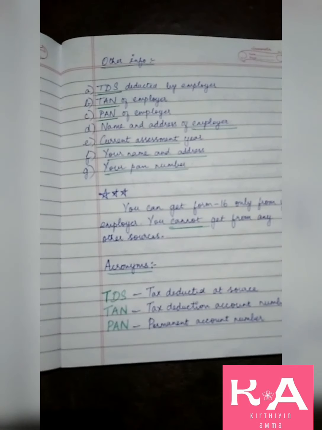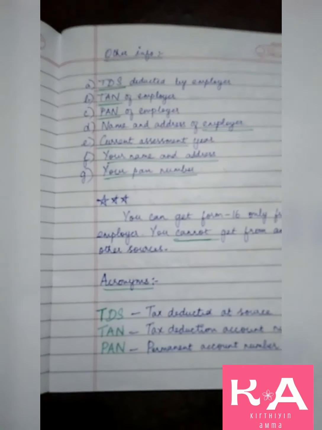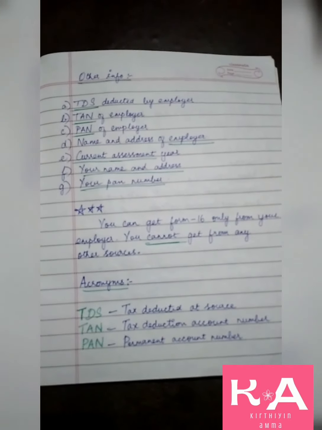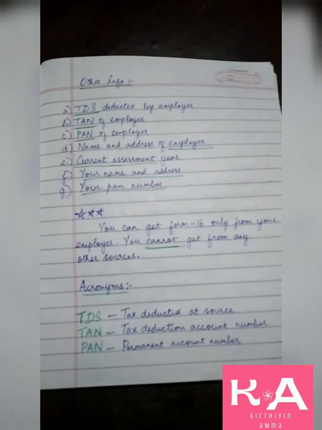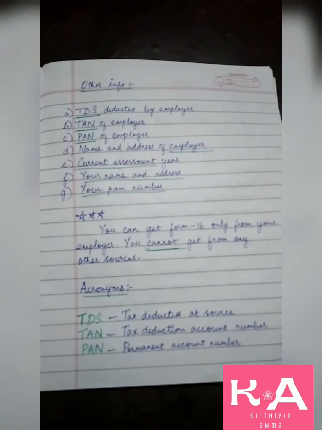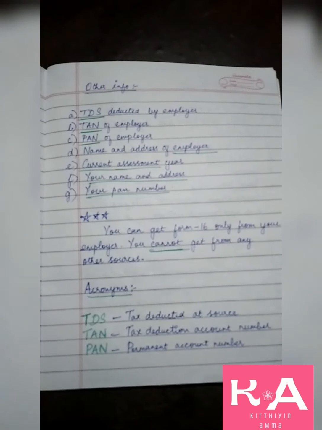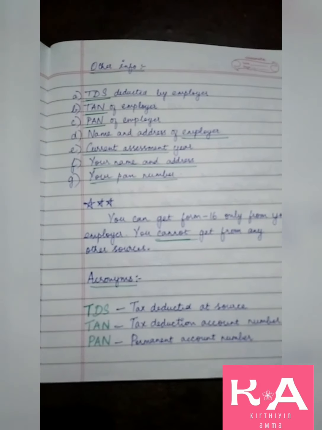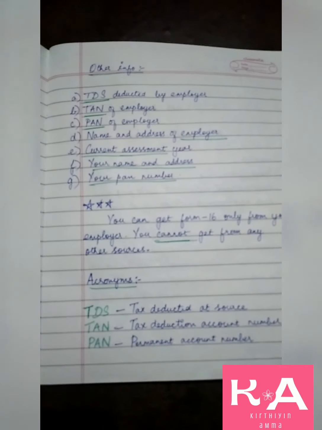So what are the other information which we can generally get from Form 16? It is a genuine document. So you will get your employment details and income details in complete form. So what are the other info which we can infer?